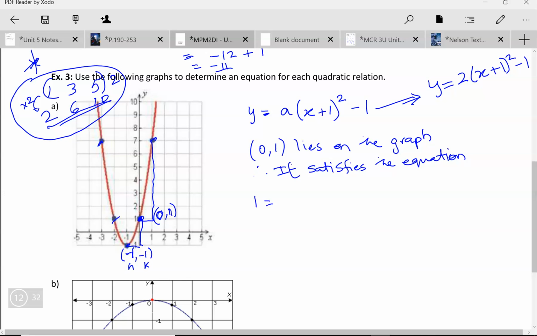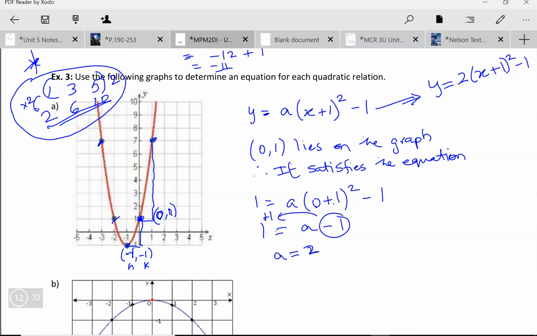1 equals a times 0 plus 1 squared minus 1. 1 equals 0 plus 1 is 1. 1 squared is 1. So this is just 1a minus 1. I'm going to move the 1 over here, make it a plus 1. 1 plus 1 is 2. And as we already figured out from our step values, a equals 2. So that was that. Nice and easy.